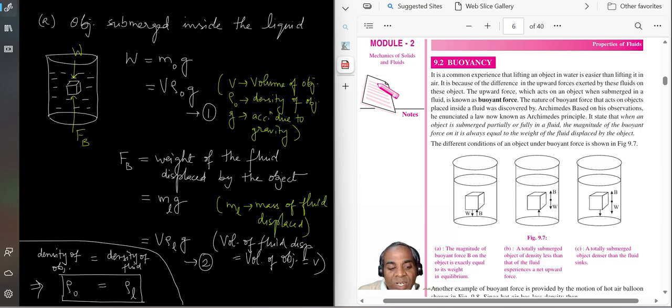So when we have a situation wherein the density of the object is equal to the density of the liquid in which it is placed, the object will remain submerged somewhere inside the liquid. It will not sink to the bottom of the vessel. It will not remain floated at the top surface of the vessel. Okay. Now let's understand scenario B.